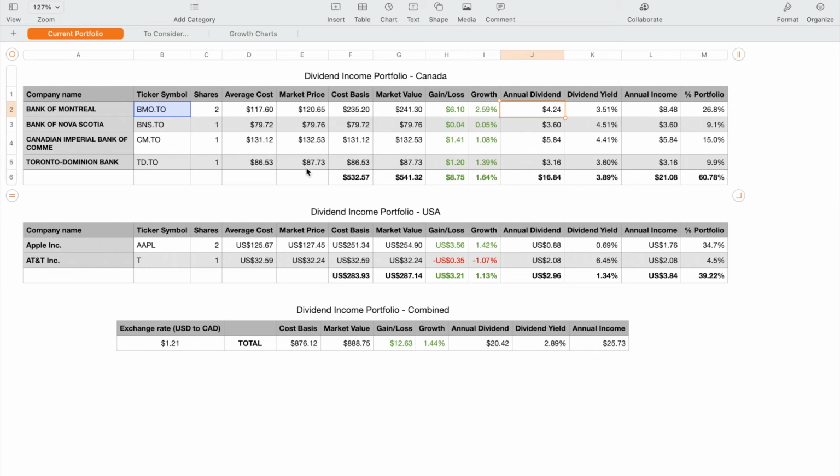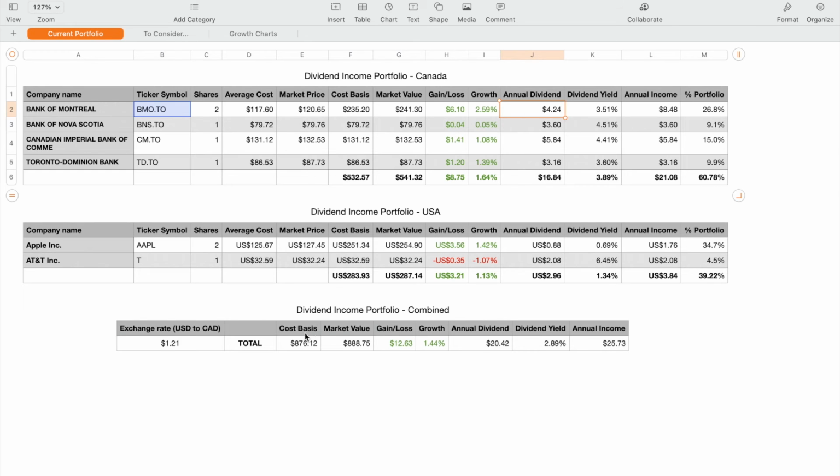Now, I still obviously do check the real-time prices before I buy a stock because I might see 87 here, but it might have went up a couple dollars. Probably not likely with a bank, but you never know. So obviously, if it's something like 95, I might not buy, but I think you get the idea of it.